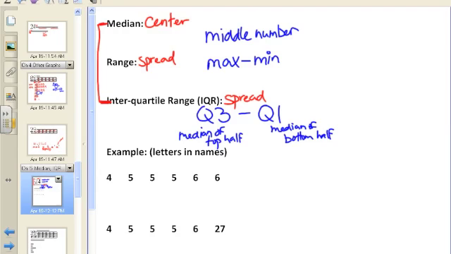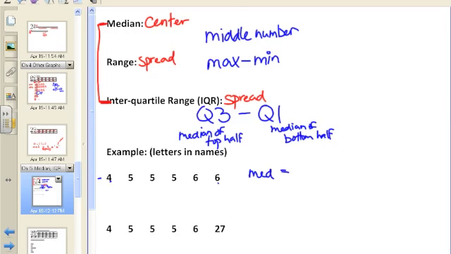All right, a couple examples. We're going to do very, very small data sets to just understand the definitions, and then we'll look at some shortcuts. So these are just examples of data, letters and names. This particular data set, these would be people in my family, how many letters in their name. So the first thing, let's just recap how to get the median. So I have 4, 5, 5, 5, 6, 6. So if I want the middle, notice they're in order from least to greatest.